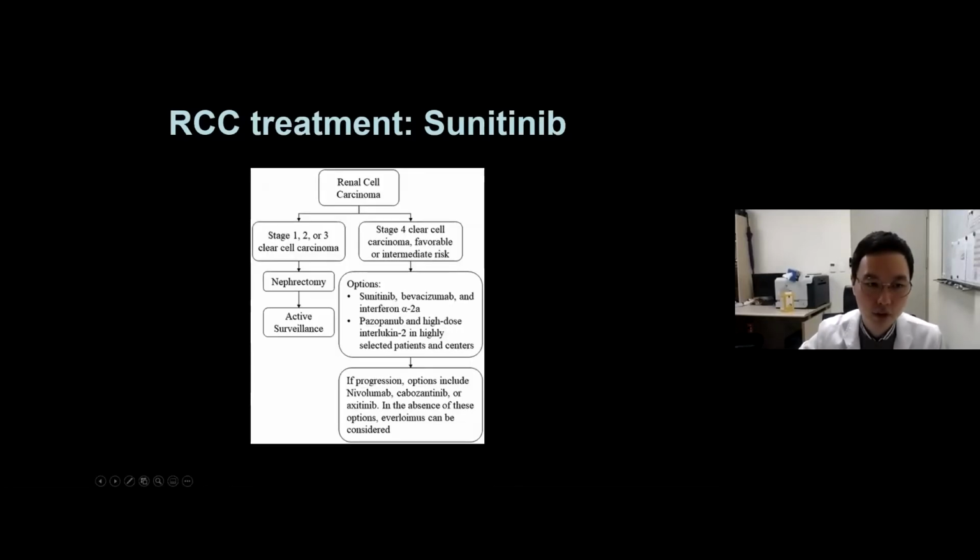So the current treatment flow is like this. For stage 1 to 3, you can do a nephrectomy and do active surveillance. However, for stage 4, it may be indicated to go on for sunitinib, like these TKI therapies.